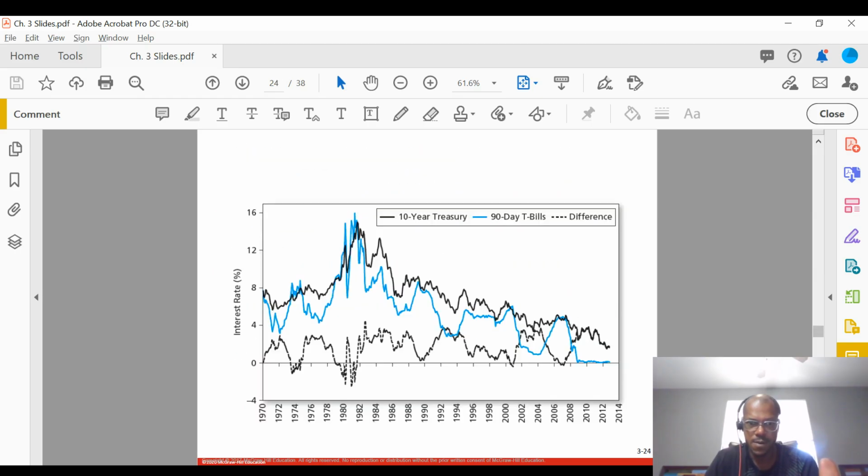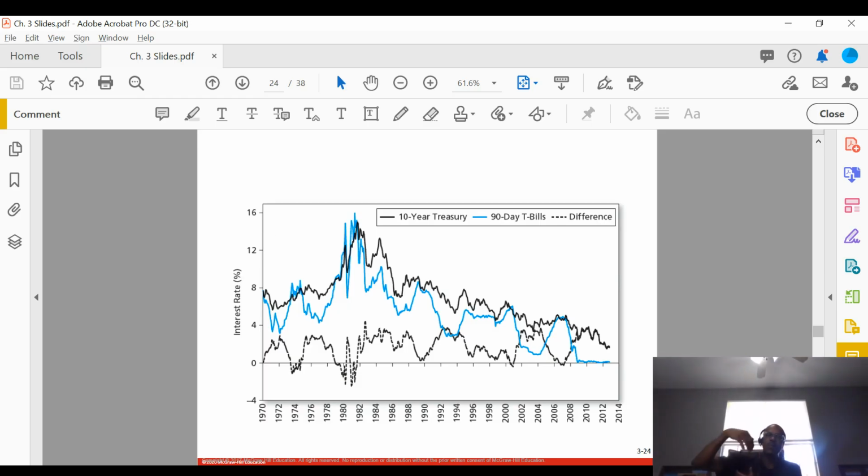Okay, so here's a bunch of graphs. We're going to talk about this. So we pay attention to what we call a term spread. A term spread is the difference between the 90-day T-bill and the 10-year T-bill. So the 90-day is in blue, the 10-year is in black. Notice that the short term is more volatile relative to the long term. Okay, and then the dotted line on the bottom is the difference between the short and the long.